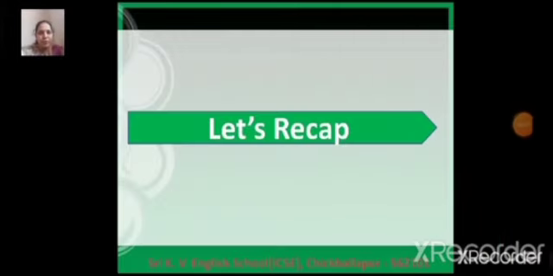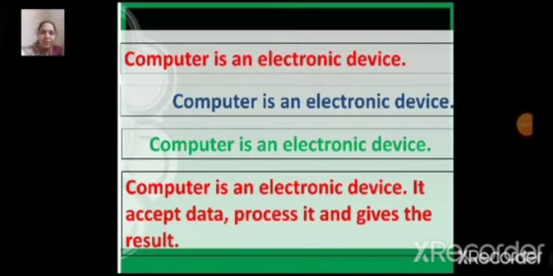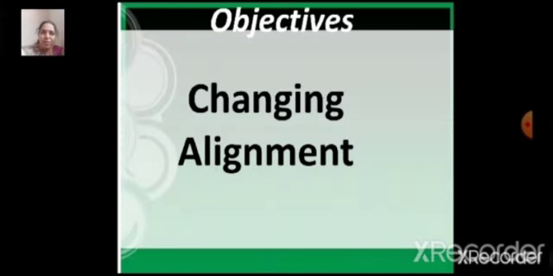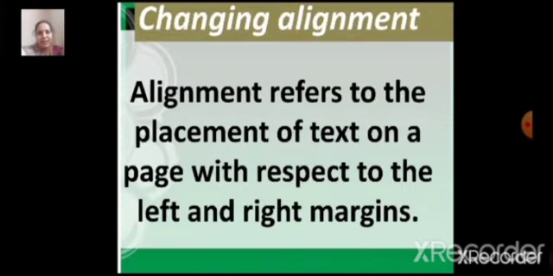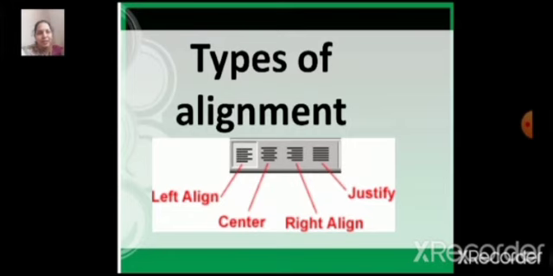Children, let's recap what we learned today. We learned about alignment of text in MS Word. That is the placement of text between left and right margin in MS Word. And we also learned about changing the alignment. Alignment refers to the placement of text on a page with respect to the left and right margins. We have 4 types of alignment.